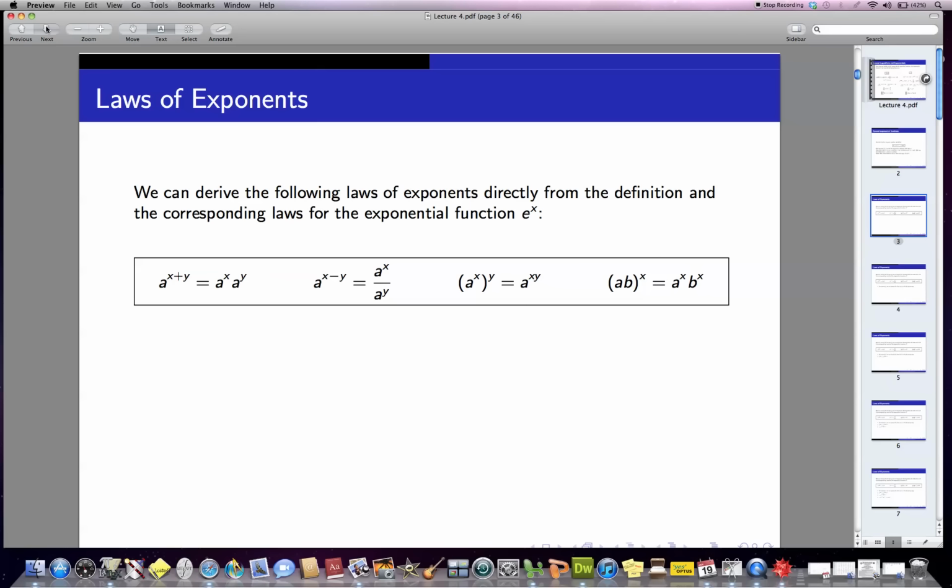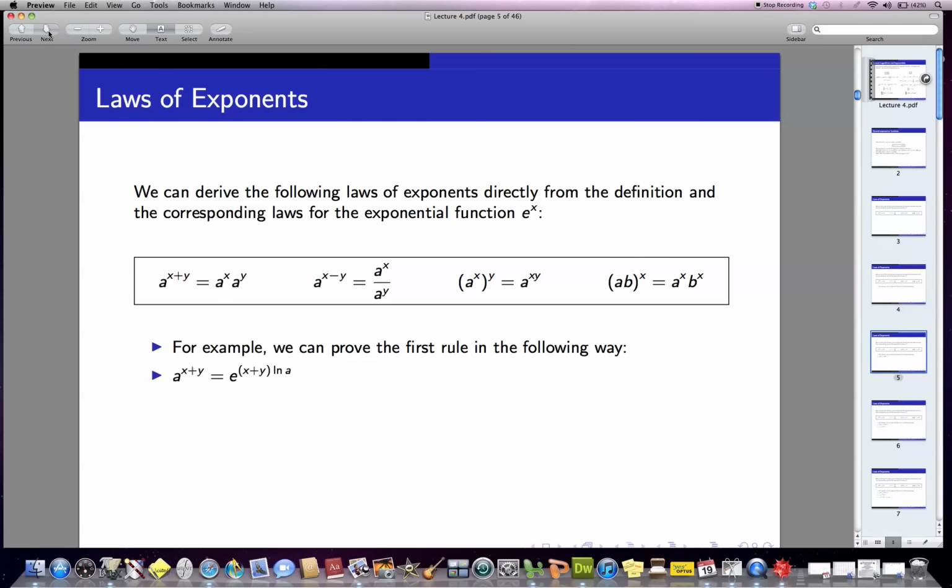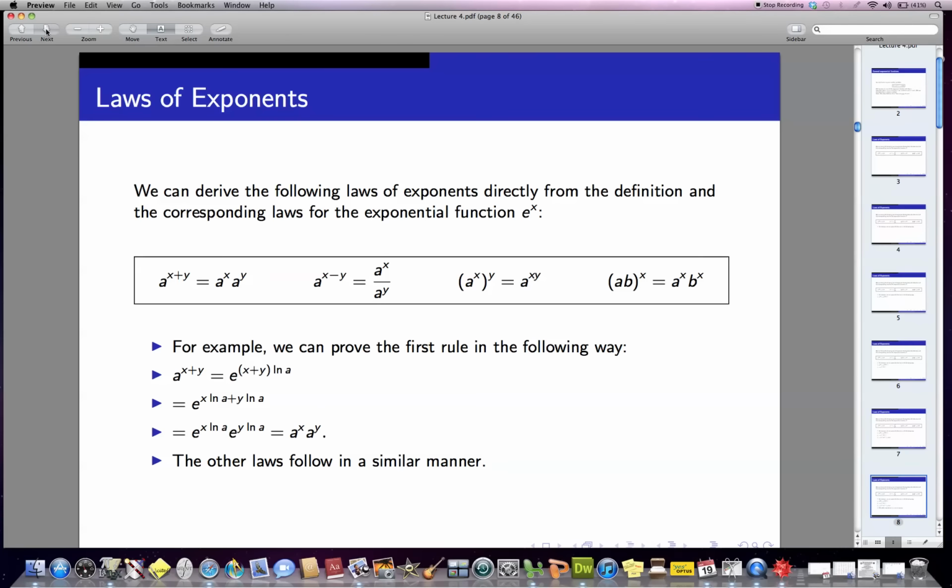We get the usual laws of exponents, which we can derive from the same laws for e to the x. For example, a to the x plus y by definition is e to the x plus y times ln of a, and we can break up that power and then separate the e to the x times ln of a and e to the y times ln of a using the laws we've already defined for the natural exponential, and then convert back to a to the x times a to the y. And the other rules follow in a similar manner.